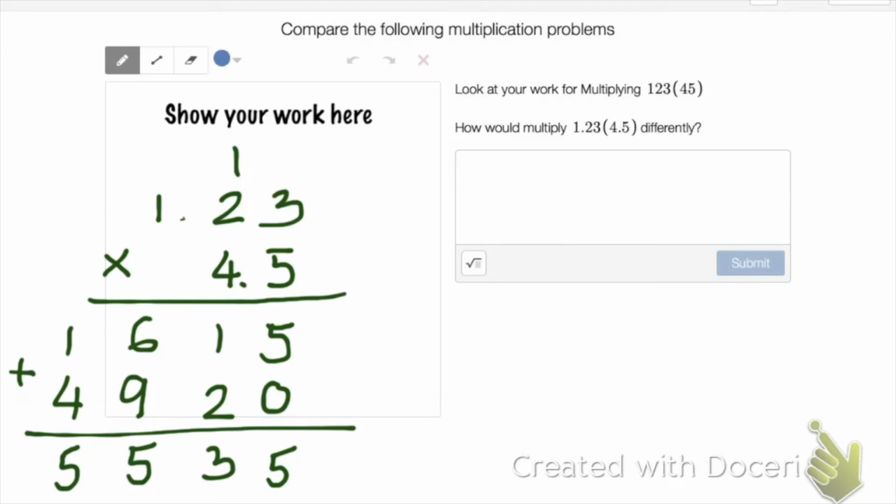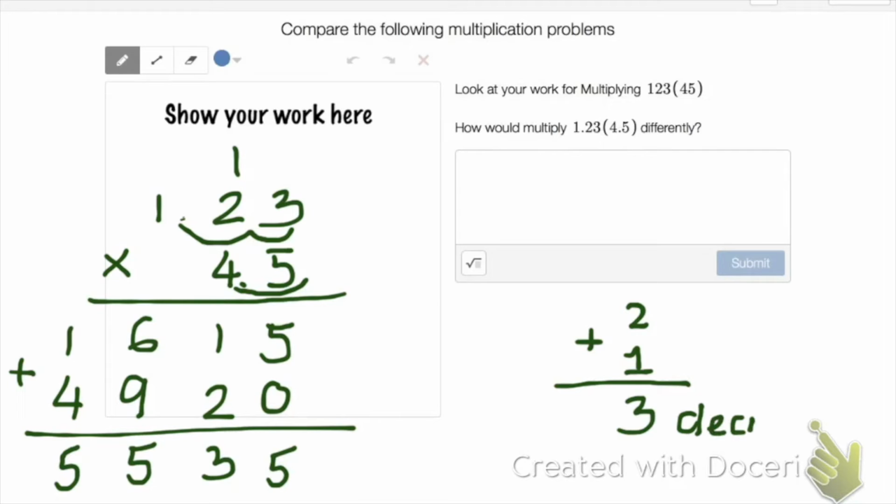So now, let's count how many decimal places we have for the first number. So we have 1 and we have 2. So I will write a note for myself. I have 2 decimal places for the first number. So now let's count how many decimal places I have for the second number. I have 1 for the second number. So I do some math in here. 2 plus 1, I have 3. So I have 3 decimal places in total.